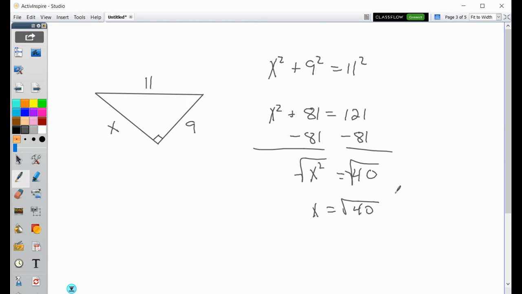And if we want to simplify that, I know that 4 times 10 is 40, so we can do 2 square roots of 10. Once again, if you need to see how to simplify a square root, I can show that in another video. All right, so now we've got these two.